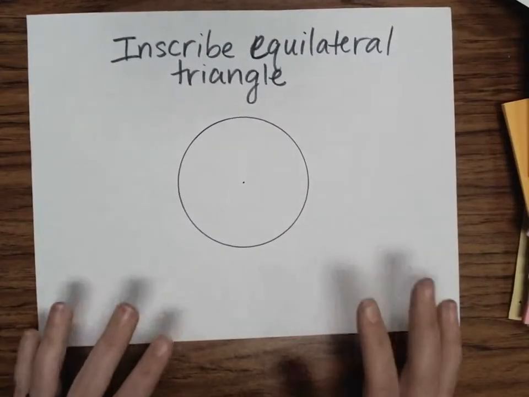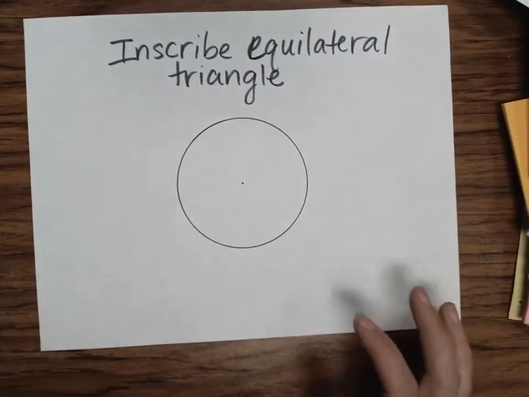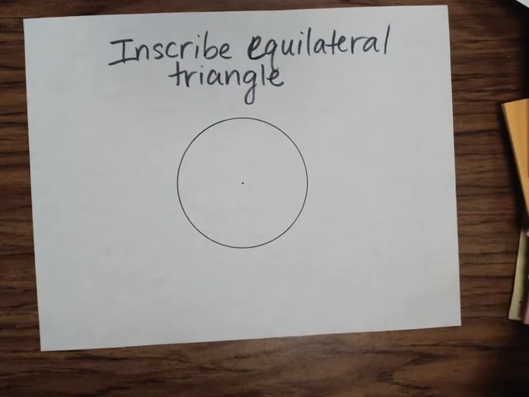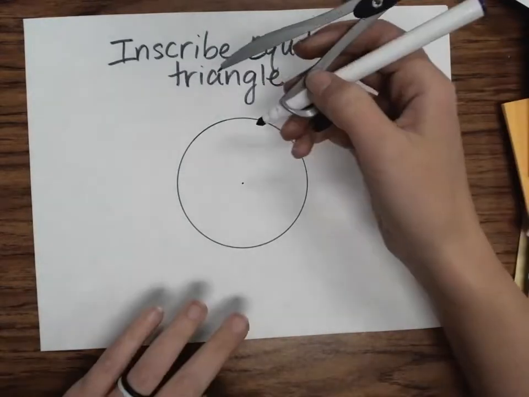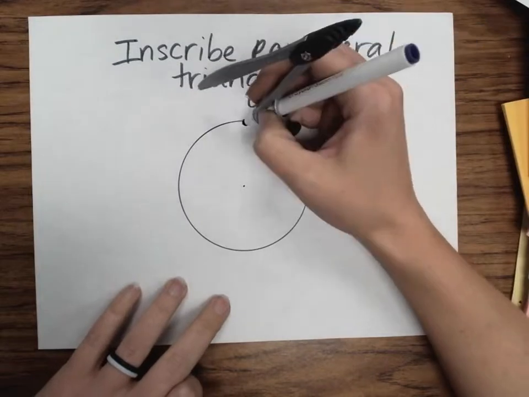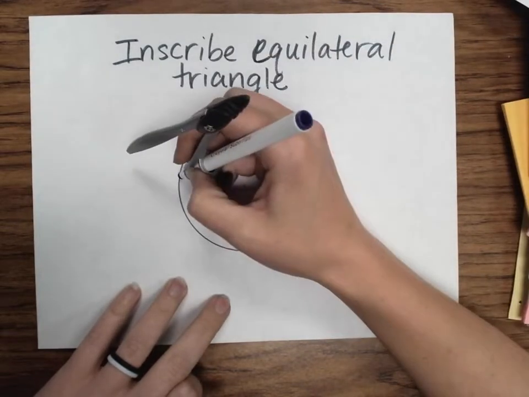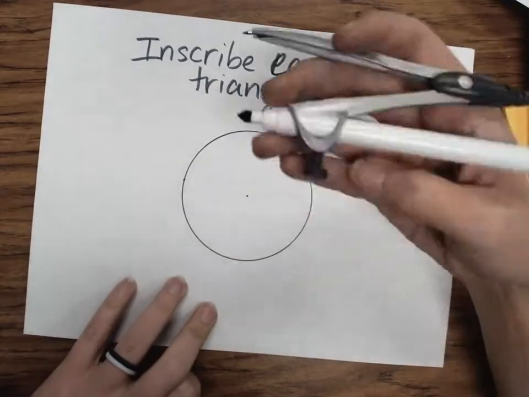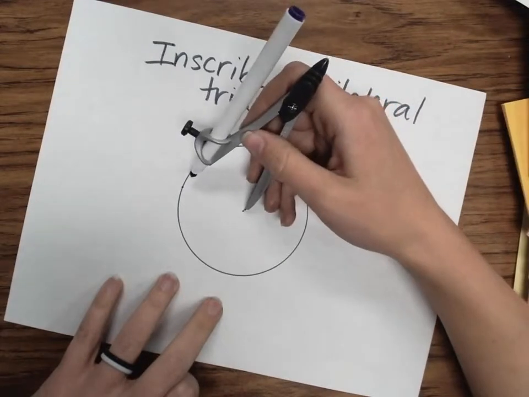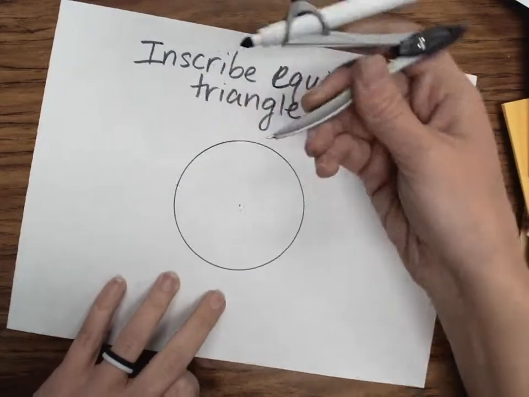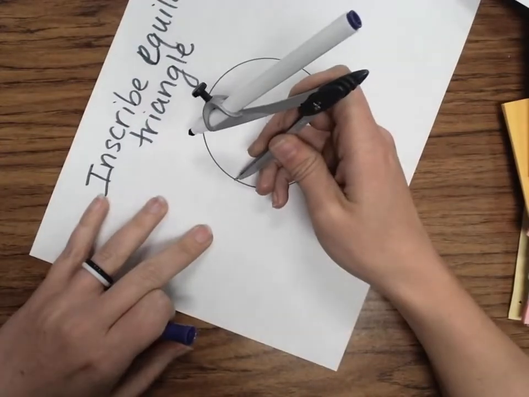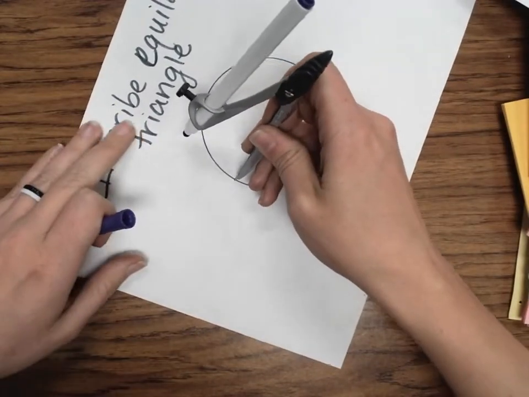All right, so inscribing an equilateral triangle. The way I'm going to do this, it actually is basically the same as the hexagon. So markings start the same way. So just pick a point anywhere on your circle. I'll go over here to be different. And then we adjust the radius to make sure it is the radius of your circle. And then we're just going to go around and make those same marks.